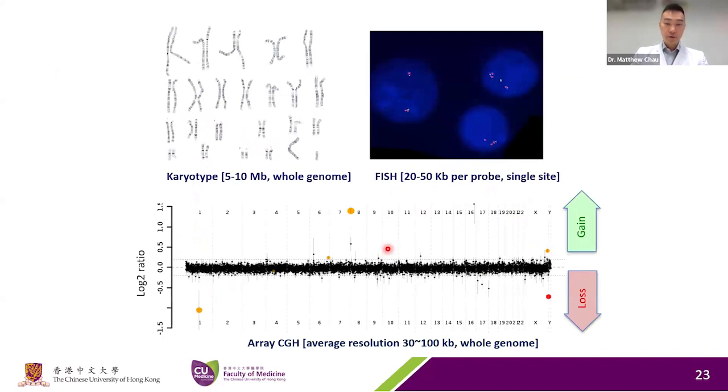And comparing the three different technologies, for karyotype, the typical limit of detection is about 5 to 10 megabase. We can see the entire genome with single cell resolution. FISH, we can have a higher resolution, but this is targeted, about 20 to 50 kb per probe. And this is also at single cell resolution. For CMA, we have enhanced resolution of CNV detection across the entire genome. However, we do lose that single cell resolution because this is DNA extracted from cells. So all those signals are pooled into one. But we would have a higher resolution for CNV detection.